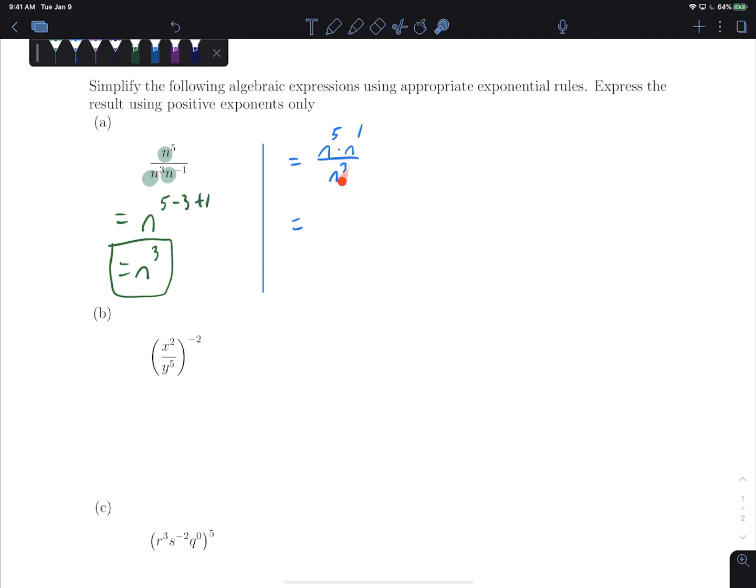And then we can realize that first of all, notice that the numerator, n to the fifth times n to the first, is just the same thing as n to the 5 plus 1, which is 6, over n cubed. And now we can subtract the exponents. 6 minus 3 gives us n cubed. And that is the same as what we got there. Either way works.